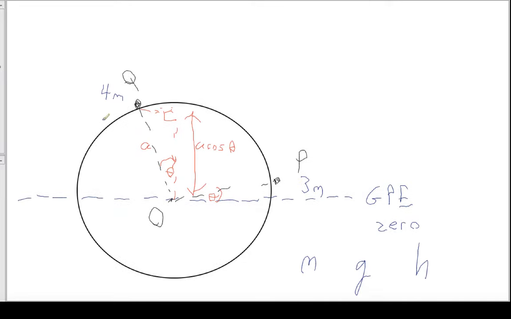All right, so what's the total GPE? So the total GPE is 4, so the mass times the gravitational constant times the height, a cos theta. So that's the GPE of Q. What's the GPE of P? So that's going to be the mass of P, 3m, times the gravitational constant times the height of P, again above this GPE 0.